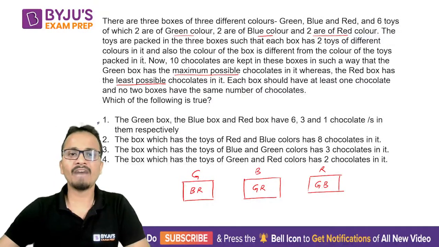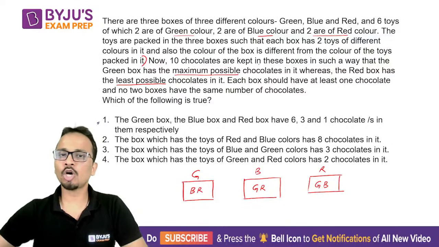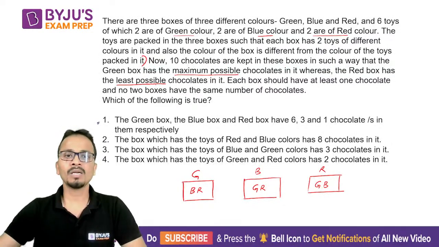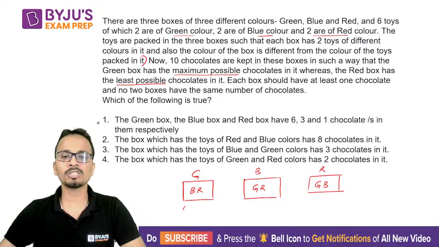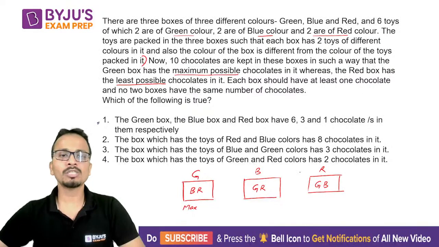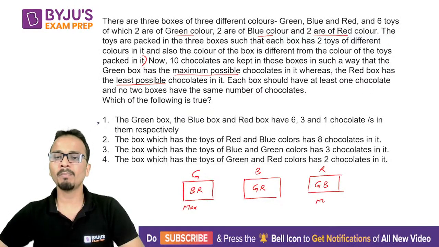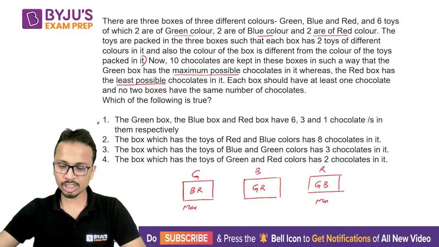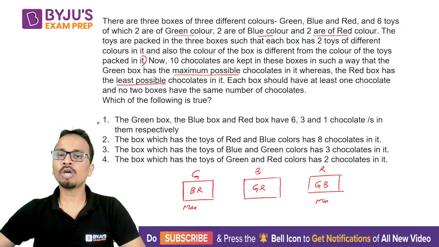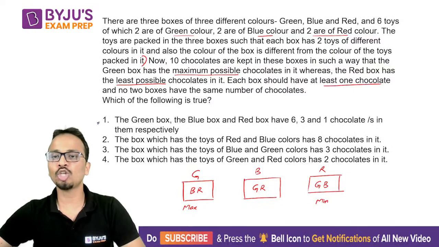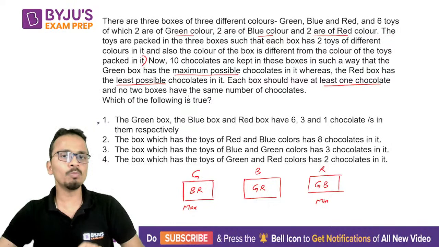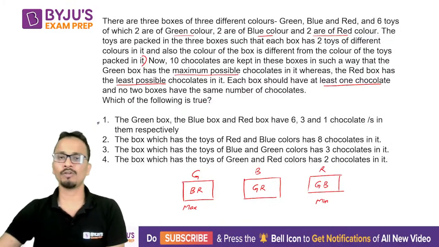All right. Now after putting toys, 10 chocolates are kept in these boxes in such a way that the green box has maximum possible number of chocolates, whereas the red box has the least possible number of chocolates in it. With some additional conditions, have a look at it. Each box should have at least 1 chocolate. Each box should have minimum 1 chocolate, and no 2 boxes have the same number of chocolates.